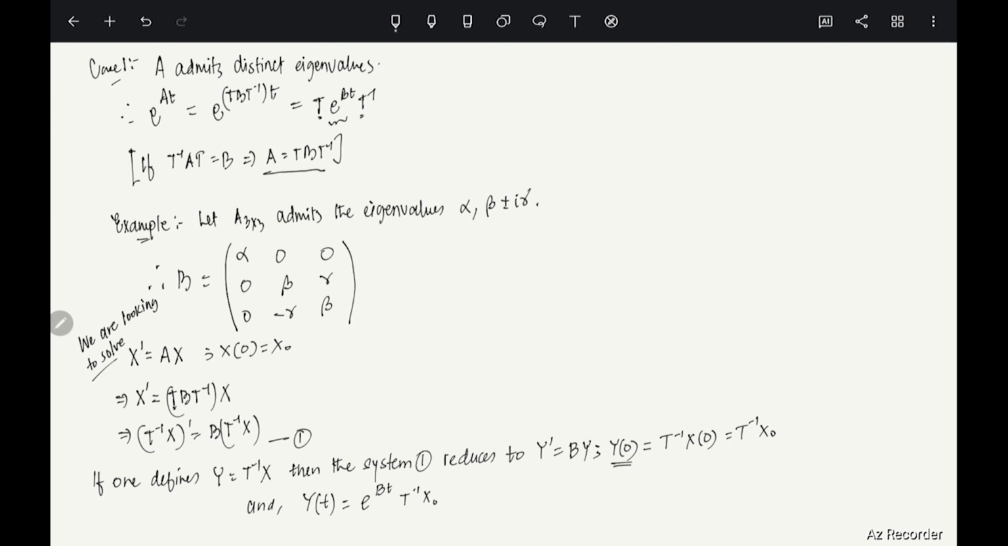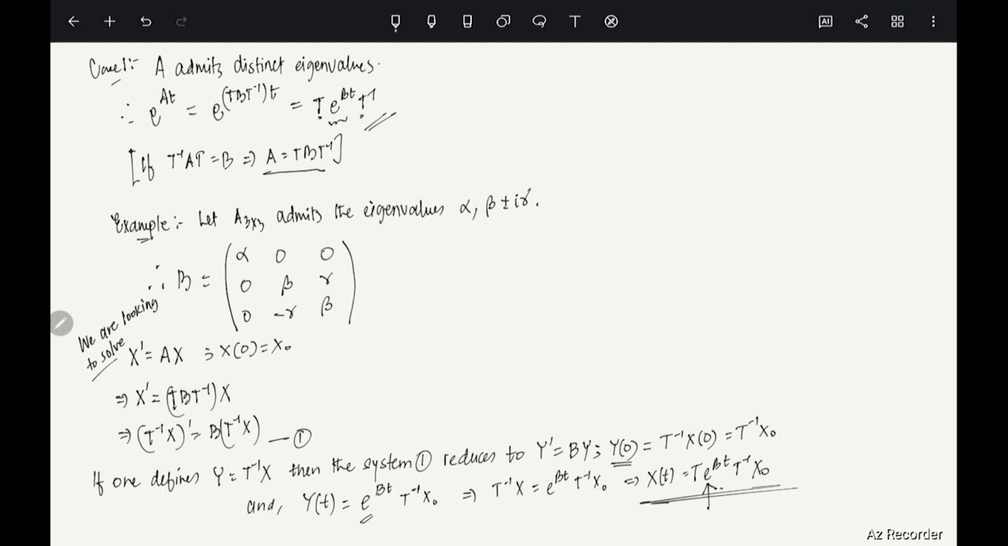So if we can calculate e power B t, and of course if we know what T is, then we know what y is, and once we know y, we know x, because y is nothing but T inverse of x. So T inverse of x is nothing but e power B t times T inverse of x naught. That will imply x of t is nothing but T e to the power B t T inverse acting at x naught. So you understand? It is very important to calculate e power B t. This is the same thing which we did here. So that's the idea.